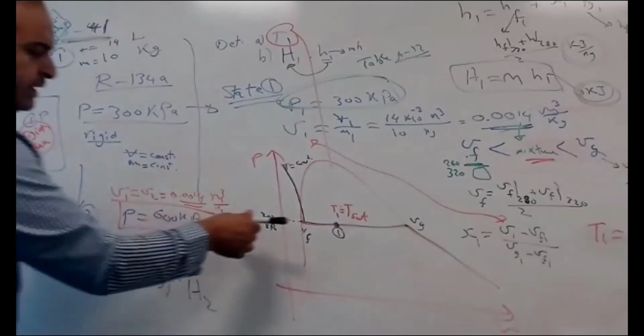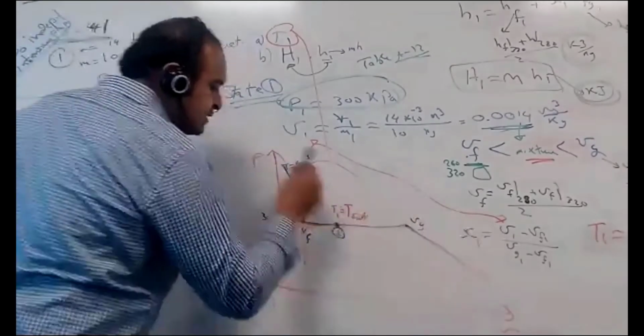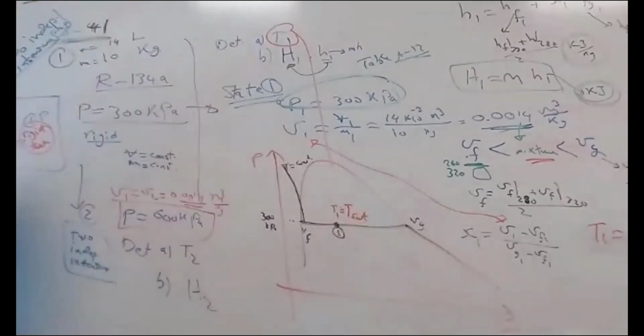This is the constant pressure line. This is the constant temperature line. Where is the constant volume line? Say one word.